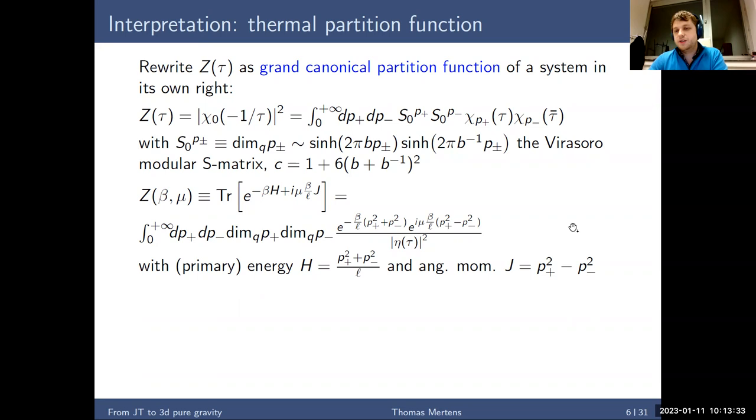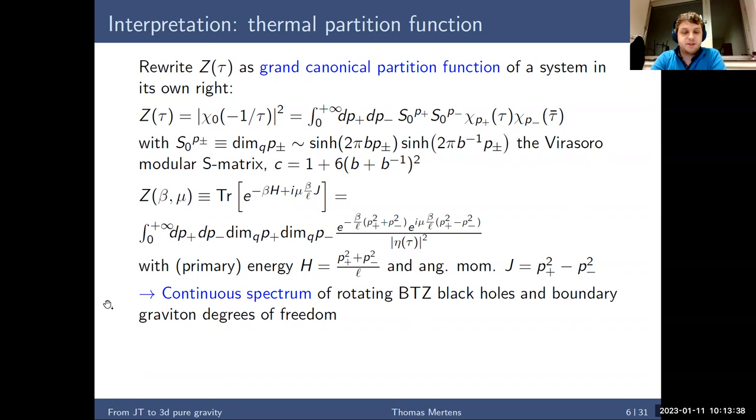difference between these two. It describes a thermodynamic system with a continuous spectrum that you can interpret as rotating BTZ black holes and the boundary graviton degrees of freedom, which are, of course, encoded in these Dedekind eta functions that are here.